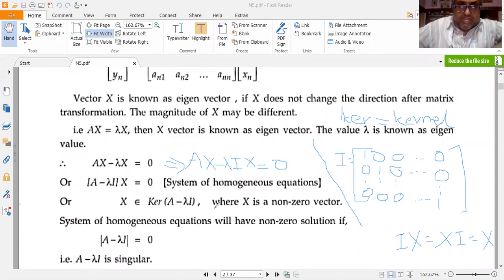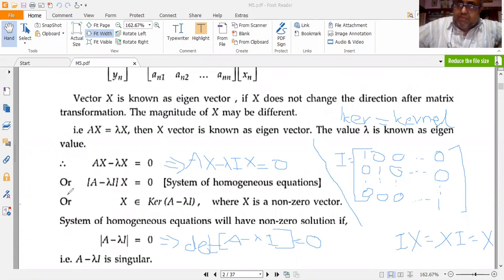If X belongs to the kernel of A minus lambda I, then from linear theory, the linear system of homogeneous equations will have a non-zero solution only if the determinant of A minus lambda I is equal to 0. This symbol, mod of A minus lambda I equal to 0, is nothing but the determinant of A minus lambda I equal to 0. I can also write it as det of A minus lambda I equal to 0. These two symbols are one and the same.